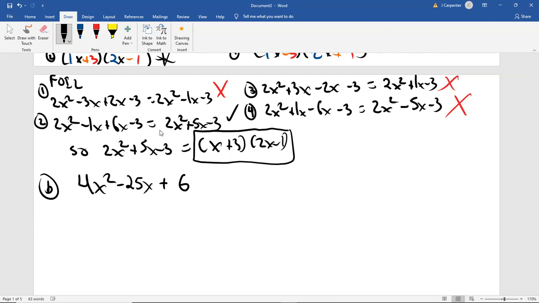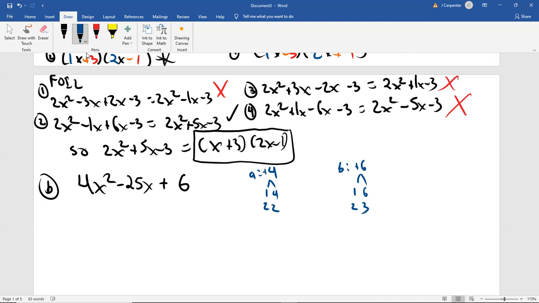Or x squared minus 25x plus 6. So again, we're using trial and error. So A, which is positive 4, has factor pairs of 1 times 4, 2 times 2. Or B, which is a plus 6, has factor pairs of 1 times 6, or 2 times 3.